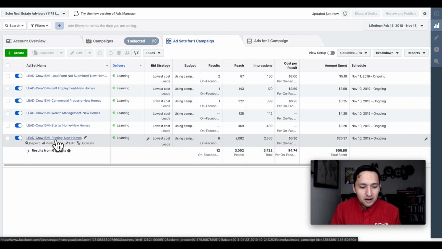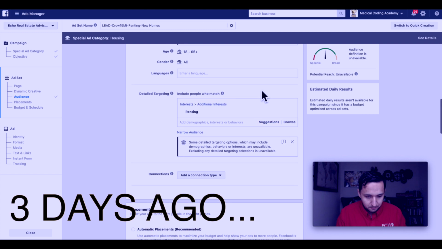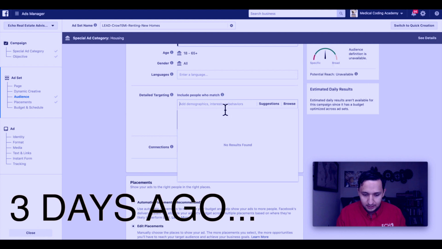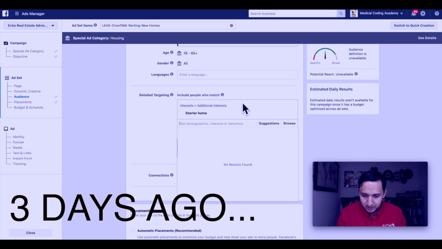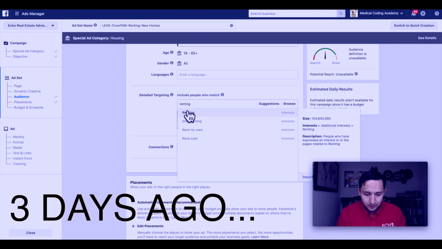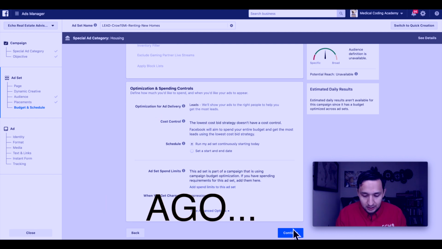There is a lot of variability when it comes to the projections that Facebook gives, and this is a prime example of that. So I'll make sure to include that here, actually, right now. It says the potential reach is unavailable. Are we too small? Is that what's happening? Let's X out of that and go with, let's see, starter home. I'm still going to test it, but I just want to see. That's fine. We will go with renting, and we're going to find out what the potential reach is after we start running the ad.